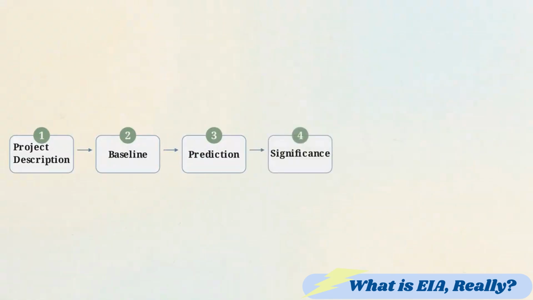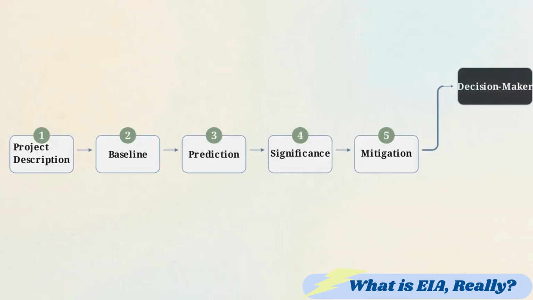Step 4. We apply judgment to determine if those predicted changes actually matter. This introduces the formal concept of significance. Step 5. We formulate actionable strategies to avoid, reduce, or offset the significant impacts. This is mitigation. The ultimate destination for this logic chain is the governing body. The finalized reasoning must be handed over to a decision maker, but it also goes to a crucial co-recipient, the general public, to ensure transparent choices.